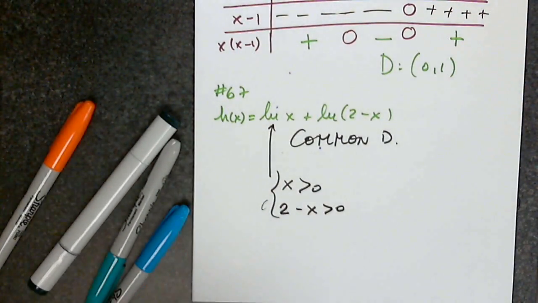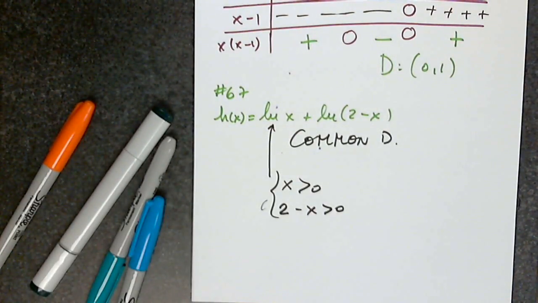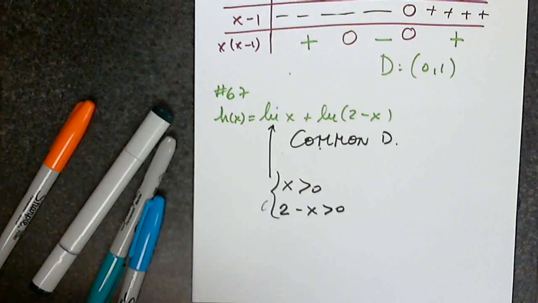Greater than 0. These two conditions will have to be intersected. If these two conditions do not have any x in common, this function will never exist for any x value. So the function will exist only if these two conditions have a common territory.